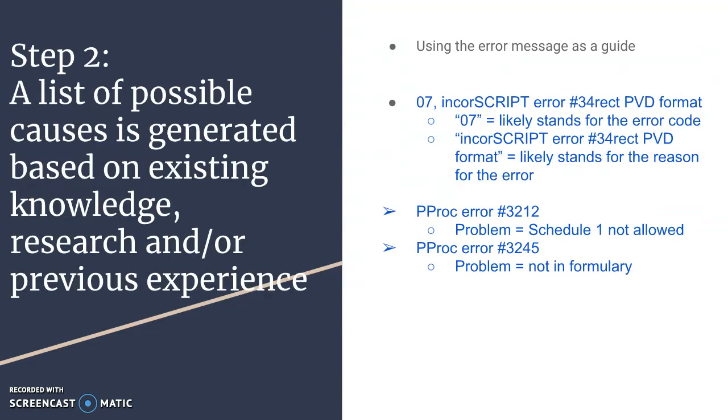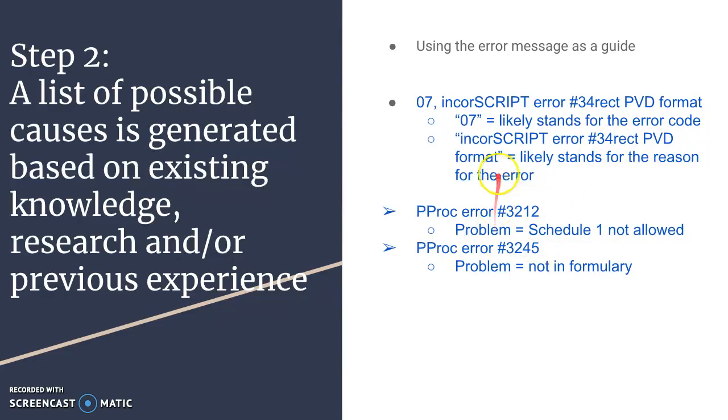Moving on to step 2, we try to generate a list of possible causes based on the knowledge that we have, research, and previous experiences. Based on what we're seeing here, our error message appears to be split into two parts. The first part, right before the comma, is the 07. This is likely standing for the error code. The second part of our message is this longer part after the comma, which is most likely explaining the reason for this processing error.